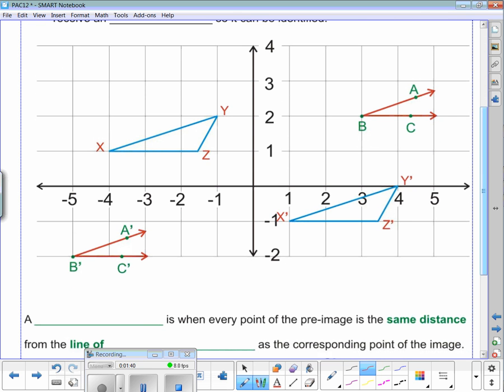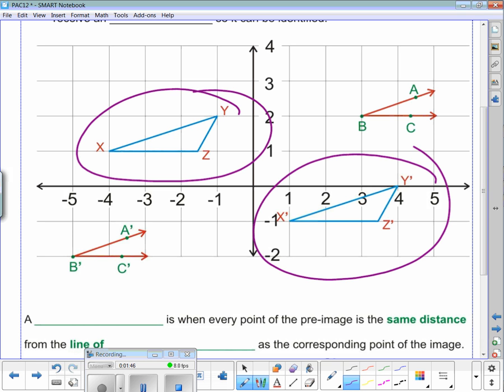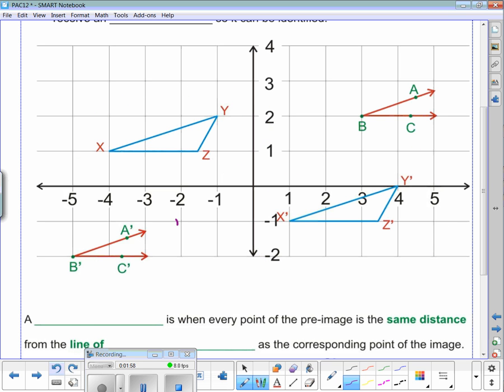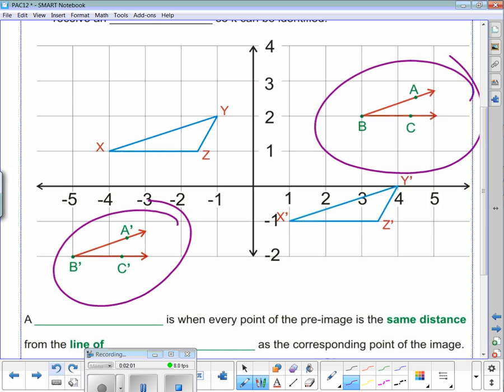So you can see down below here, you've got a shape here, and you've got the same shape moved to another location there. So we've got a shape moved to another location. We also have it here, right? These two shapes are exactly the same size and shape. They're in 2 different locations.